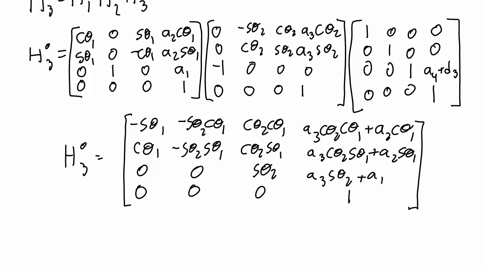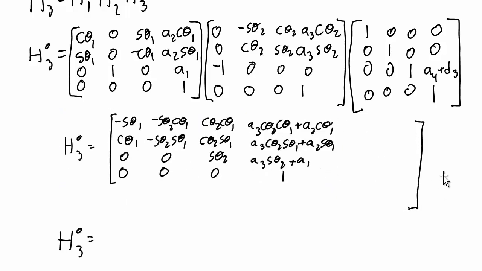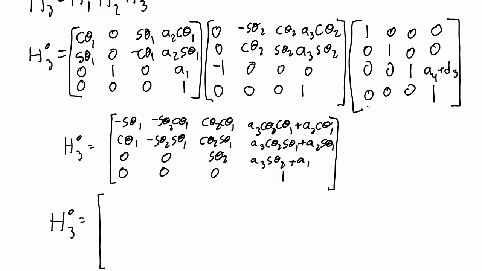Now I still have to take this matrix and multiply it by this one. I'm going to shrink my matrix so that I have a little more room. So we're going to do this matrix multiplied by this one. So this column times this row, this column times each of the other rows will give me the rest of this column.